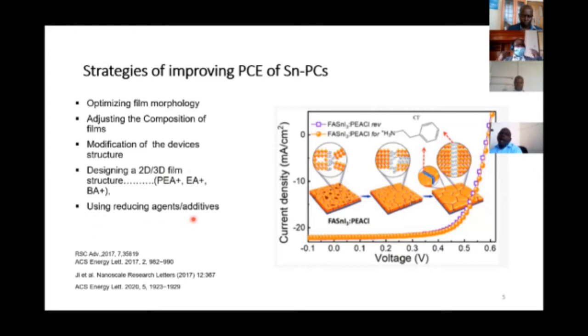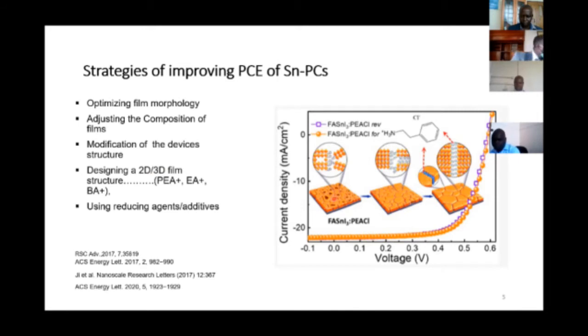Now, this figure here is a case where we are trying to have the 2D-on-3D structure. This PAI, if we have it in a trace amount, what normally happens is that it will embed itself along the grains of the 3D perovskite, so that it encapsulates the grains or passivates the grain boundaries.